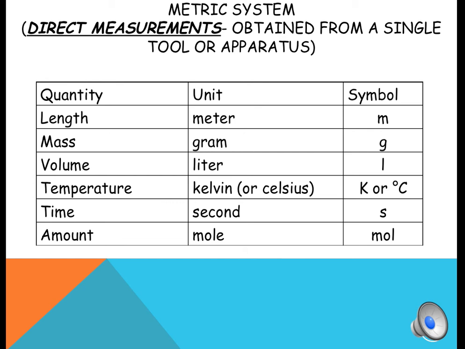Amount is mole. We're not too familiar with this number, but you guys all know what a dozen is. If we buy a dozen eggs, we're getting 12 eggs. So a mole represents the amount, and it has a specific number with it. So if we're talking about atoms, and we have 1 mole of atoms, we have 6.02 times 10 to the 23rd atoms. If we have a mole of eggs, we have 6.02 times 10 to the 23rd eggs. That is a lot of eggs.